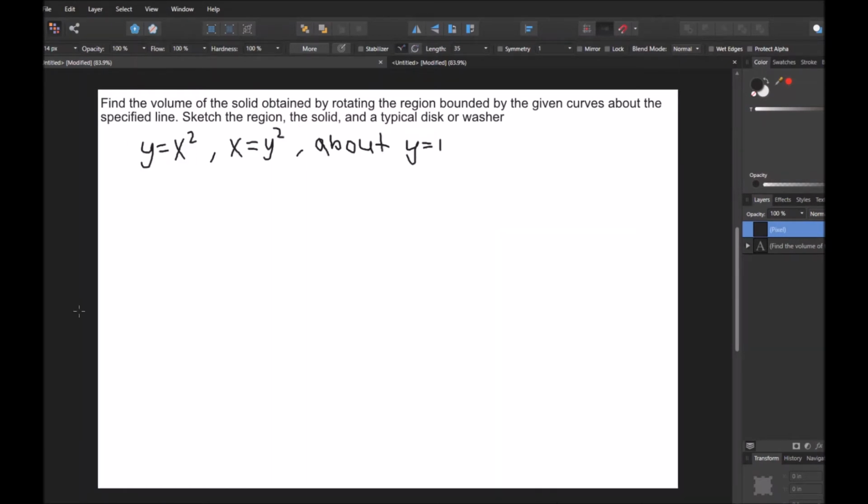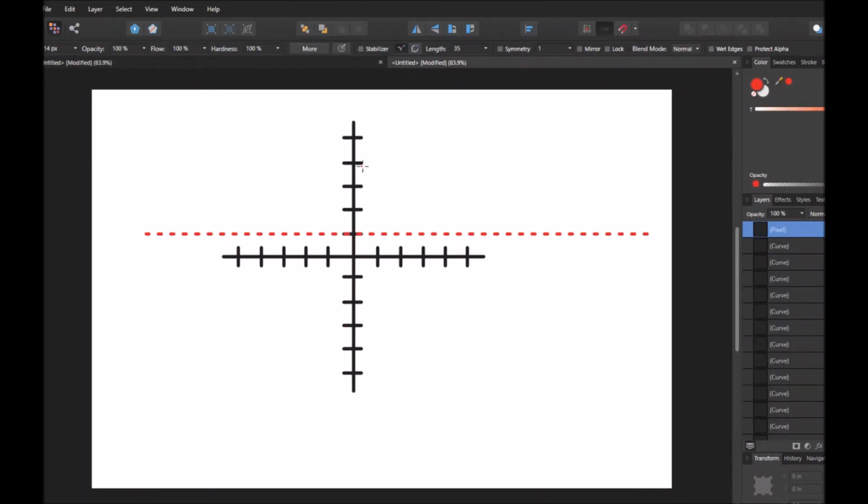Okay, so in this next question we're once again asked to find the volume of the solid obtained by rotating the region bounded by the given curves about the specified line, and then we're asked to sketch the region, sketch the solid, and a typical disk or washer. So the two curves we're given are y equals x squared and x equals y squared, and we're going to be rotating that about y equals 1. So if we go to the graph over here, I've got it graphed out and I've got y equals 1 mapped out.